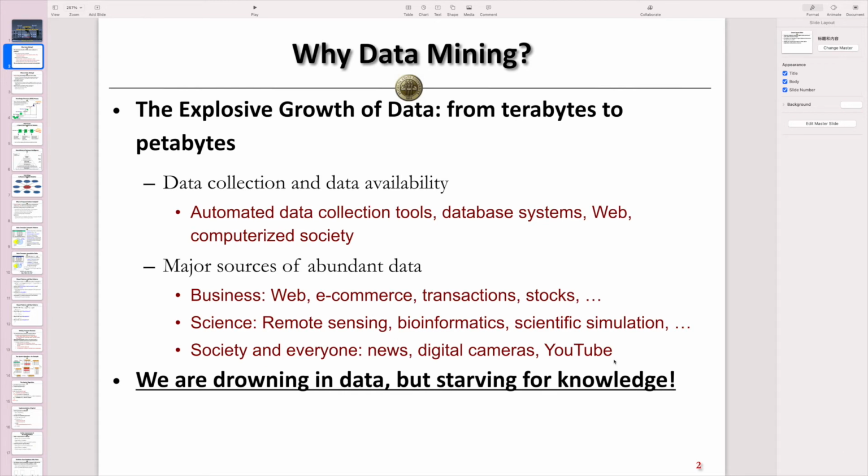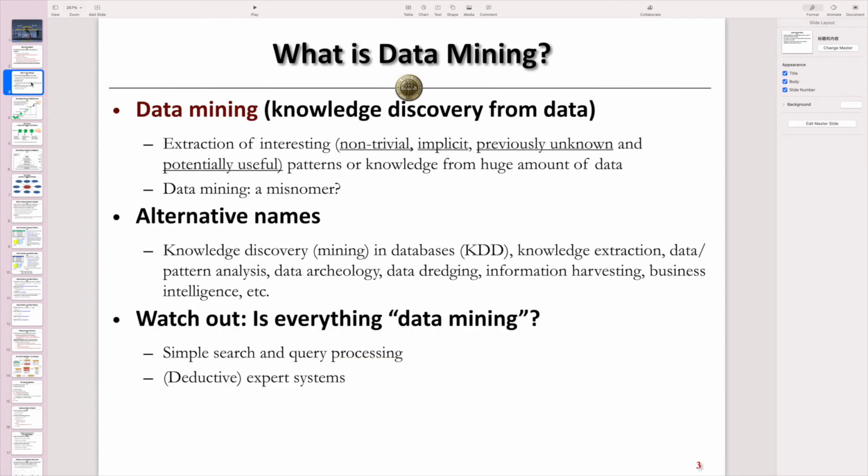However, we don't have enough knowledge extracted from the data, which is the main focus of data mining. The target of data mining is to discover or extract knowledge from data. What is knowledge? Formally, according to this page, data mining can be defined as the extraction of interesting patterns. This interesting covers several perspectives: it should be non-trivial, implicit, previously unknown, and potentially useful patterns or knowledge from the huge amount of data we have in database systems.